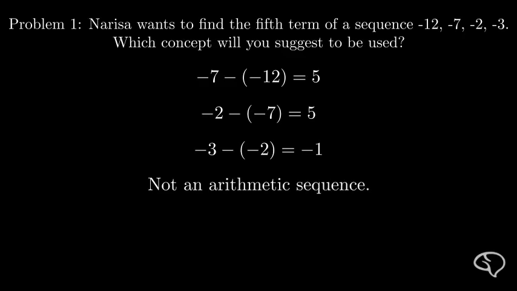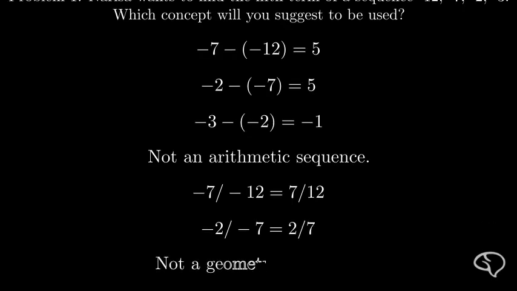Let's test if it's a geometric sequence by checking the ratio. The ratio of the second to the first term is -7 divided by -12, which is 7/12. The ratio of the third to the second term is -2 divided by -7, which is 2/7. Since the ratio is not constant, it's not a geometric sequence.